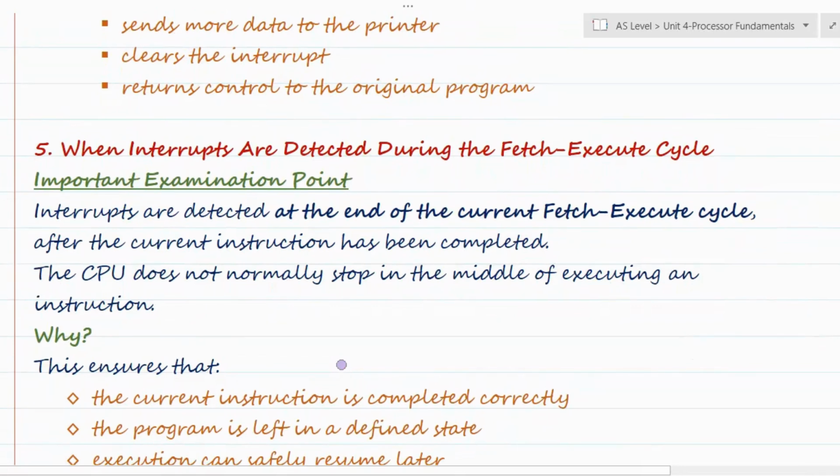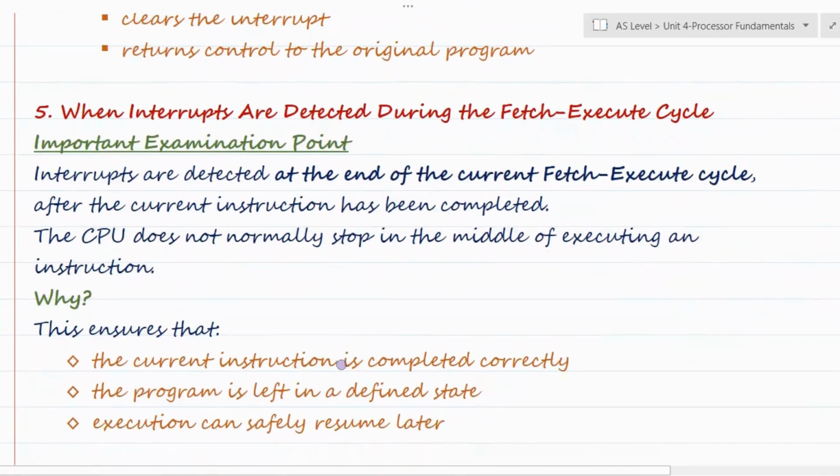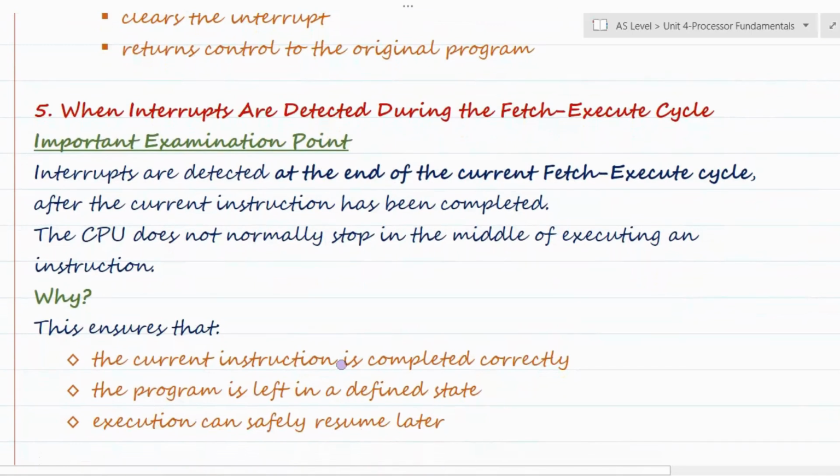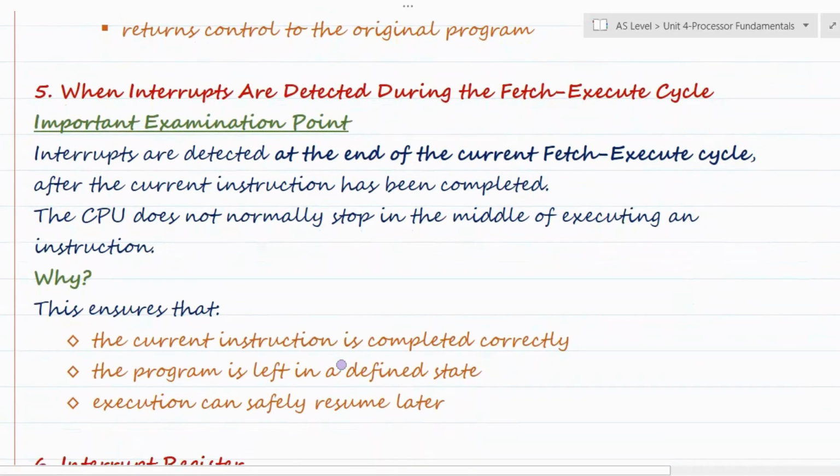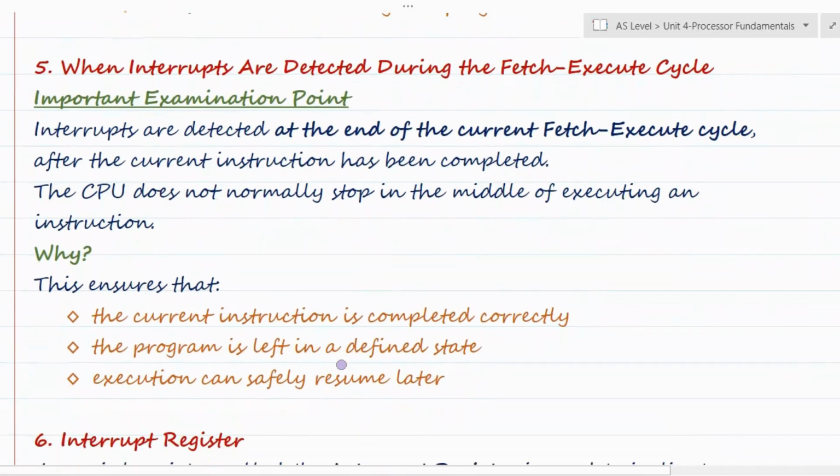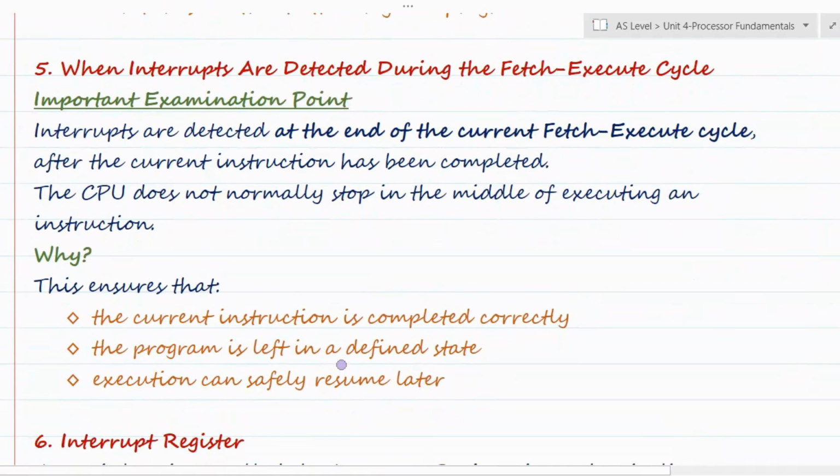Now, this is a very important examination point: when interrupts are detected during the fetch decode execute cycle. There are so many past paper questions based on just this particular point. Students often think that the CPU stops immediately whenever an interrupt occurs, but that's not correct. Interrupts are normally detected at the end of the current fetch decode execute cycle.